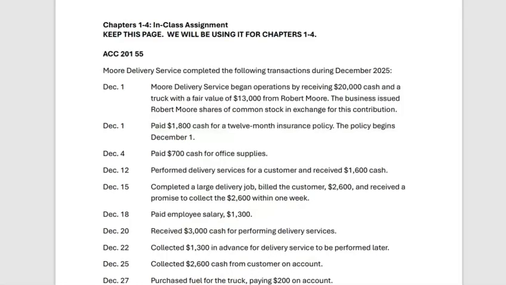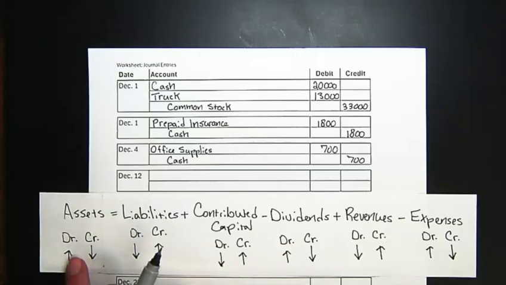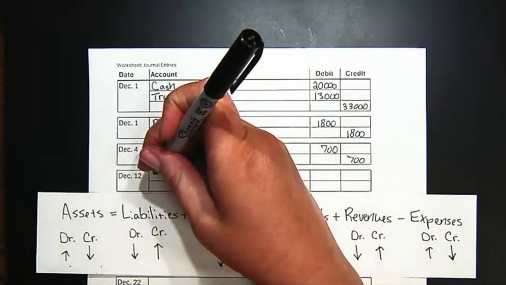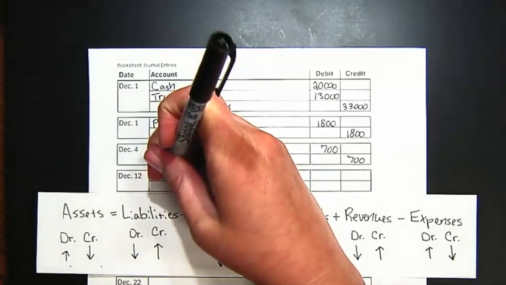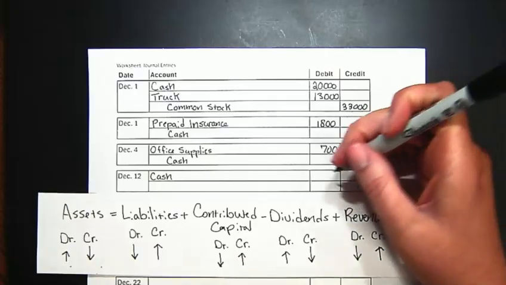On December 12th, we performed delivery services for a customer and received $1,600 cash. Cash was received. Cash has increased. Cash is an asset. We increase assets with a debit. So I will debit cash because I always list my debits first. $1,600.